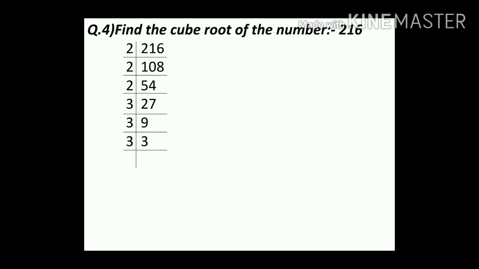9 is again divisible by 3. 3 threes are 9. So 3 is divisible by 3. 3 ones are 3. Therefore, 216 equals 2 into 2 into 2 into 3 into 3 into 3. Here children, 2 is 3 times and 3 is also 3 times. So here we are finding the cube root. So we make groups of 3 numbers together.